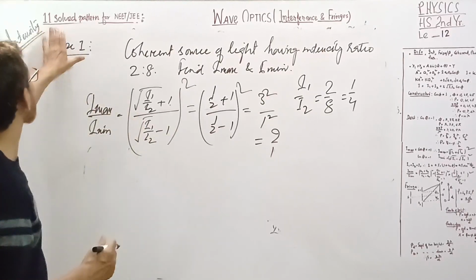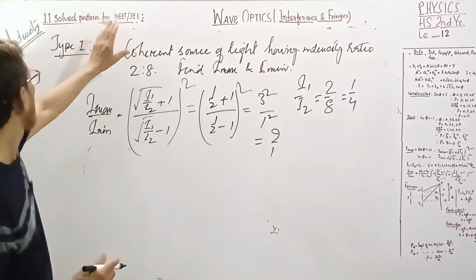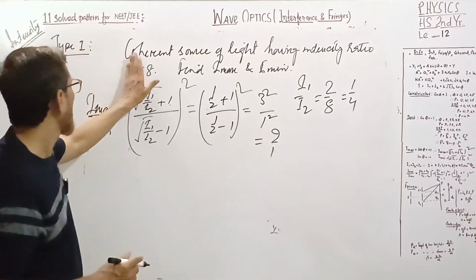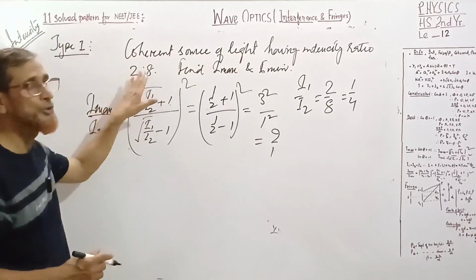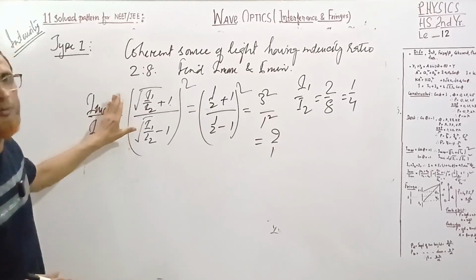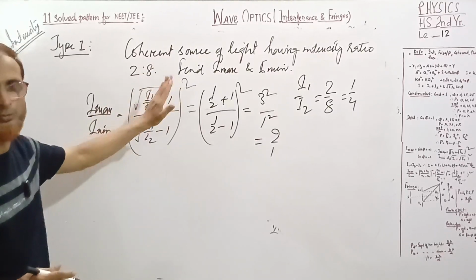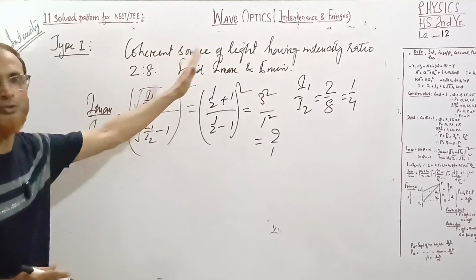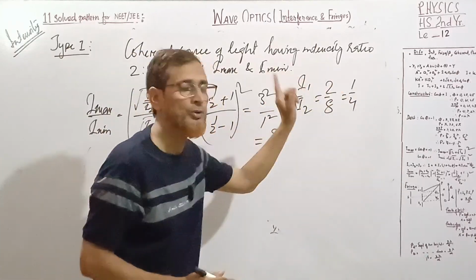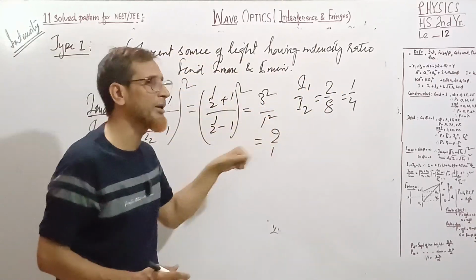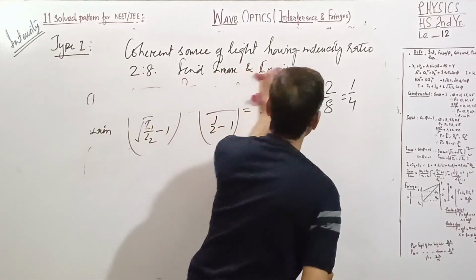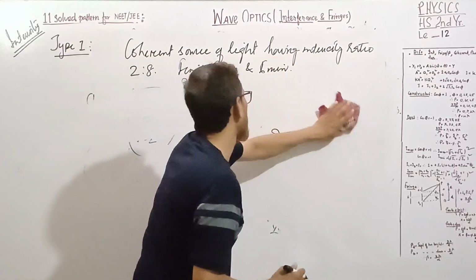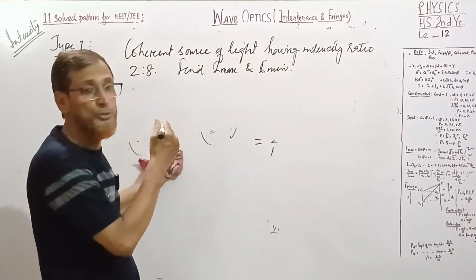Now I am going to solve the pattern, type 1 on intensity. The intensity ratio is given as 2:8. I maximum by I minimum is equal to (root I1 by I2 plus 1) whole square divided by (root I1 by I2 minus 1) whole square. I1 by I2 is equal to 1 by 4, so half plus 1 over half minus 1, which is equal to 9 by 1. This is the first question, and the answer is over. Instantly you can do it yourself, even in the mind.